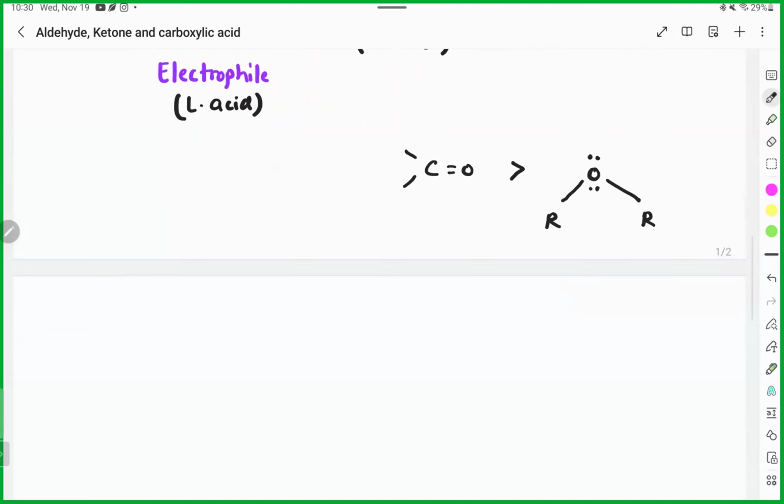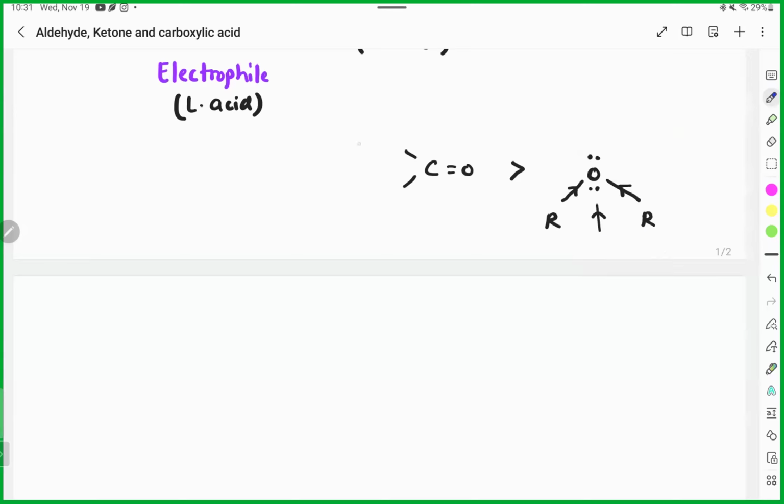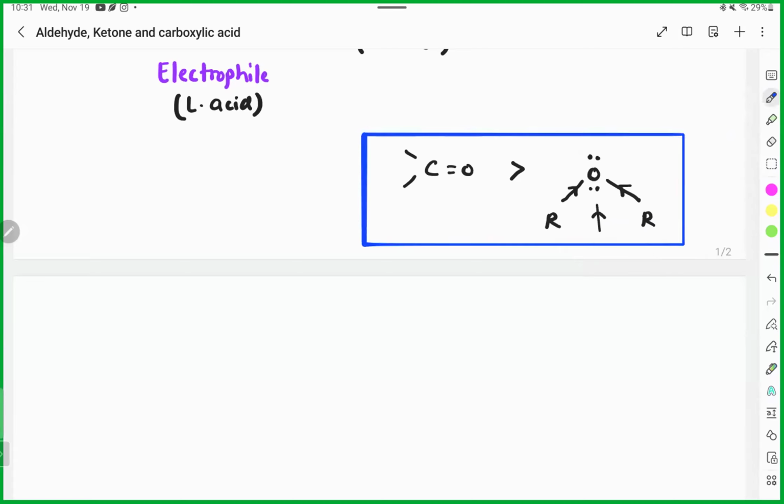Polarity will be more in the carbonyl group because there is only one direction. But in this case, if you see here, polarity will have direction. And the polarity of carbonyl is more than the ether. And this question, trust me, can be asked, and you will feel logically, you will feel that ether has more dipole moment.